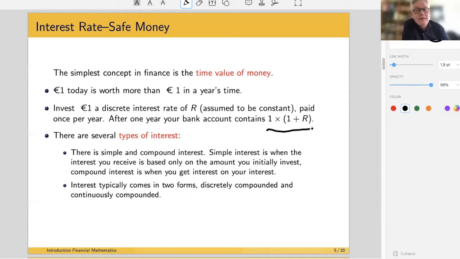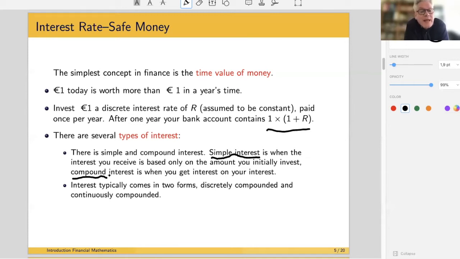And simple interest rate basically means that the interest you receive is only based on the amount that you invest initially. Compound interest rate implies that the interest rate is not only on the amount you initially invest, but also on the amount on which you already received some interest. So it is interest also on your interest.